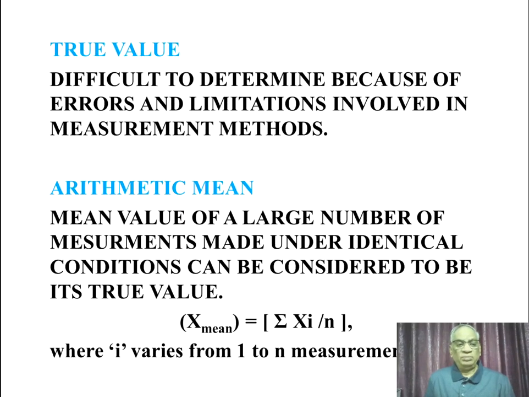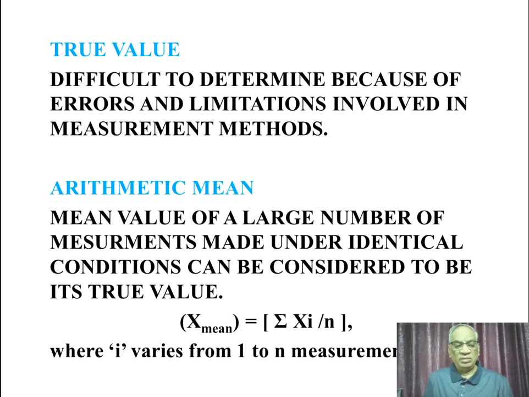So we are talking about the true value. As already mentioned, because of various reasons, the actual or true value of the physical parameter whatever you want to measure is difficult to get. So what we have to do is take a large number of measurements and apply statistical methods to arrive at the true value. So the mean value of a large number of measurements, suppose 100 measurements, you add them and divide by 100, is the mean value. Of course, the measurements should be done under identical conditions, and then take the mean value, which we can approximately consider to be the true value.